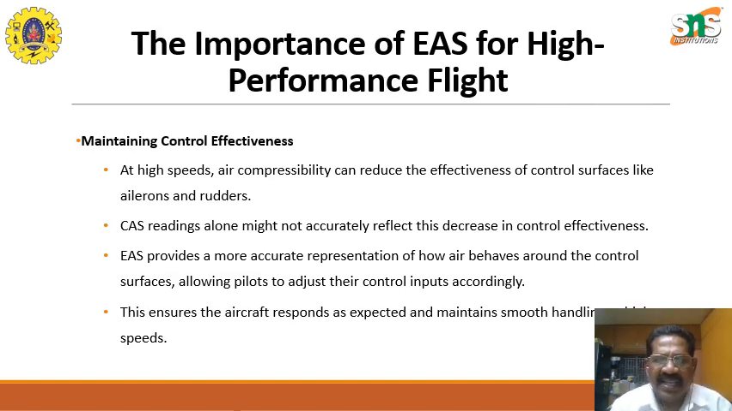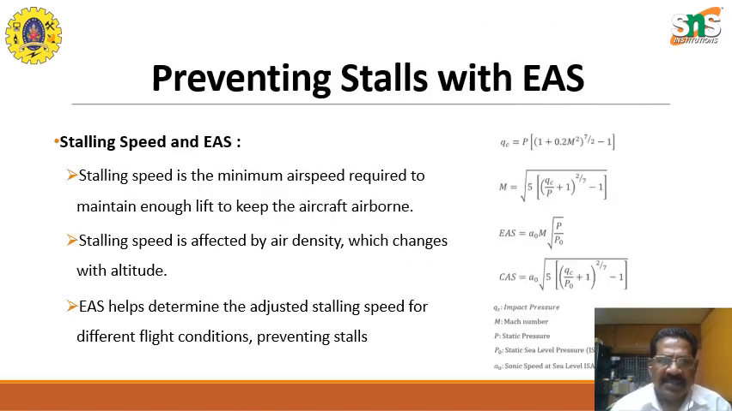Now, the importance of EAS for high performance flight: maintaining control effectiveness at high speed. Air compressibility can reduce the effectiveness of control surfaces like ailerons and rudders. The CAS readings alone might not reflect this decrease in control effectiveness. The EAS provides a more accurate representation of how air behaves around the control surface, allowing pilots to adjust their control inputs accordingly. This ensures the aircraft responds as expected and maintains smooth handling at different airspeeds.